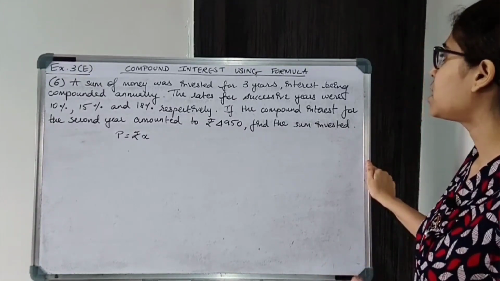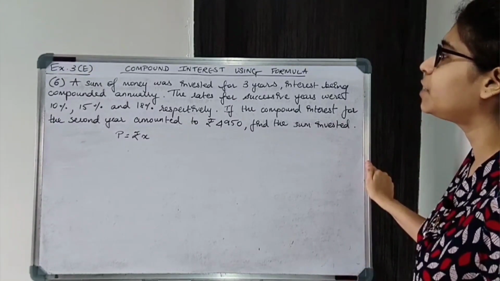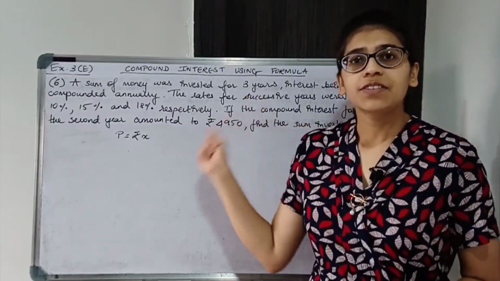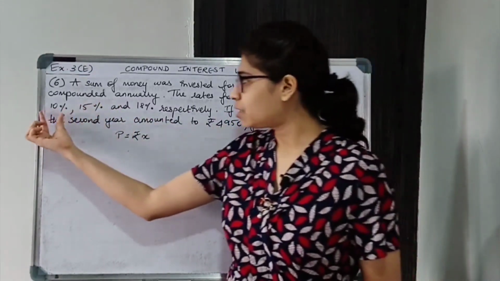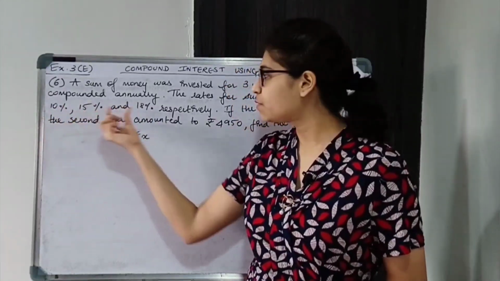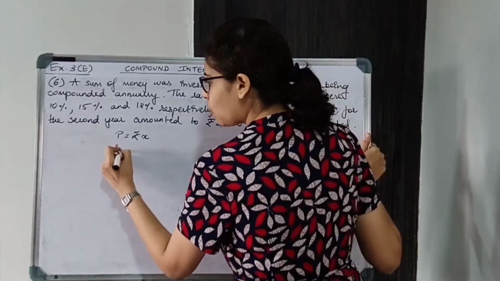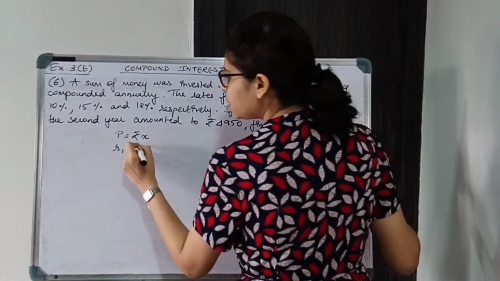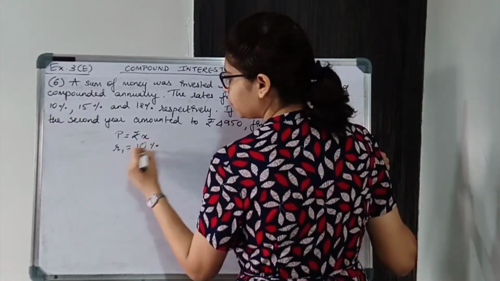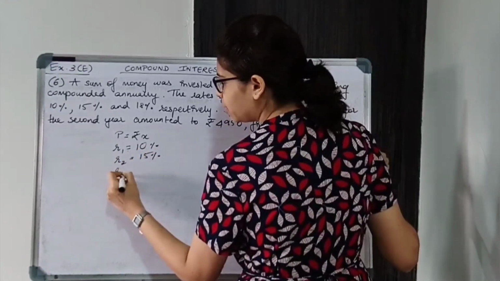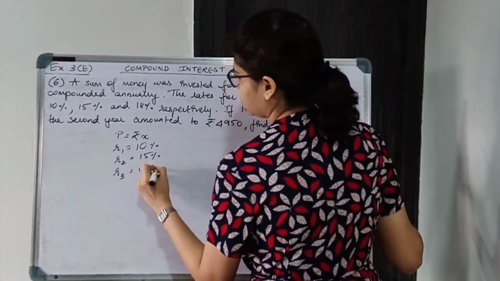The rates for successive years were 10%, 15% and 18% respectively. So the rate for successive years, that is back-to-back years. For first year it is this, for second year it is this, for third year it is this. Okay. So go in order. For first year, R1 will be 10%. For second year, R2 is 15%. For third year, R3 is 18%.